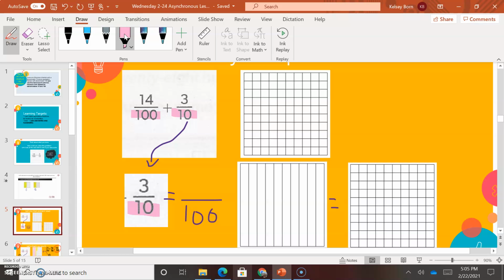And I want to know how many tenths are... 3 tenths is how many hundredths. So I'm just going to color in 3 tenths here. Okay. And if I wanted to color that in nicer, I can, I guess.